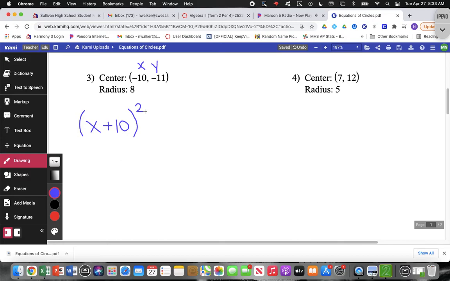Because whenever you square it, that takes care of the positive part of the circle and the negative part of the circle. We have to have both pieces. Now for my y parentheses, it says minus 11 for the center, so what am I going to put in the equation? Positive 11. And my radius is 8. 64.